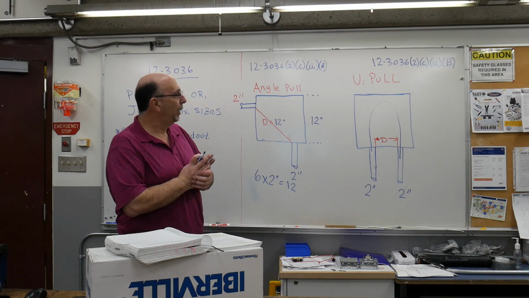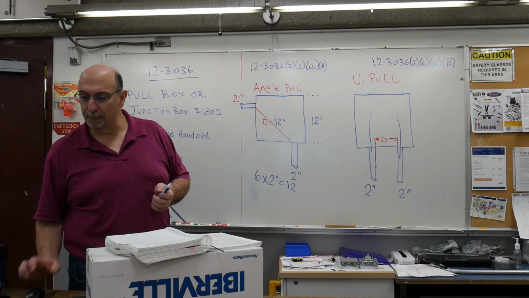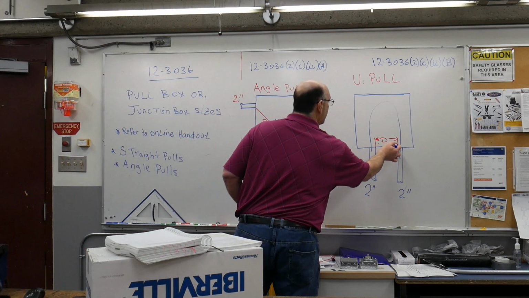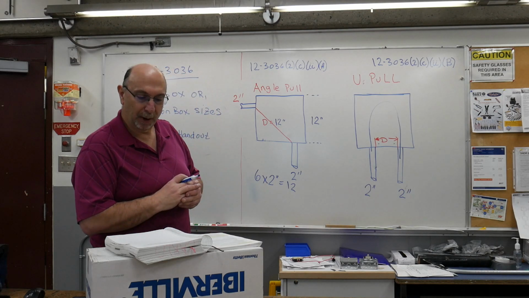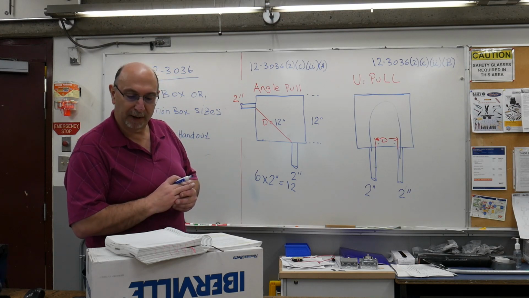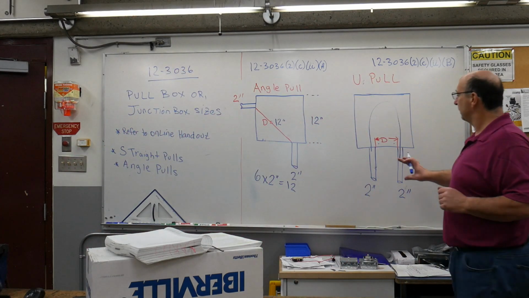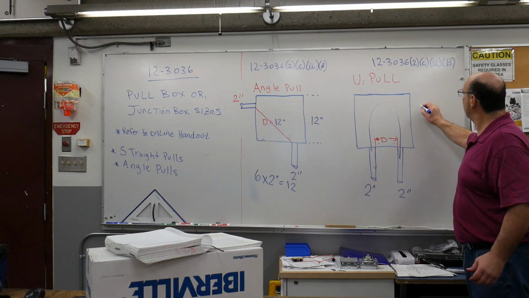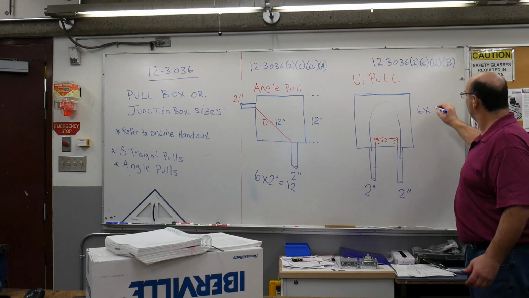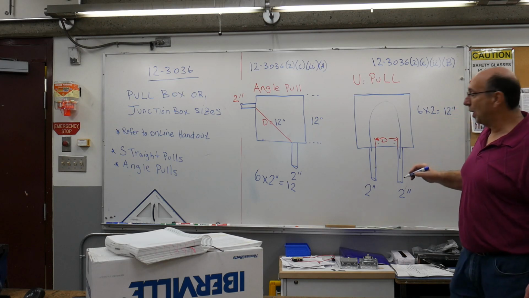Next, we have the U-pull, the famous U-pull. And we want to determine this distance right here. So once again, if you read paragraph B, it says 6 times the trade diameter of the largest raceway or equivalent cable if they are of different sizes. Well, they are the same size. So in this example here, this distance has to equal 6 times the 2-inch, which equals 12 inches.